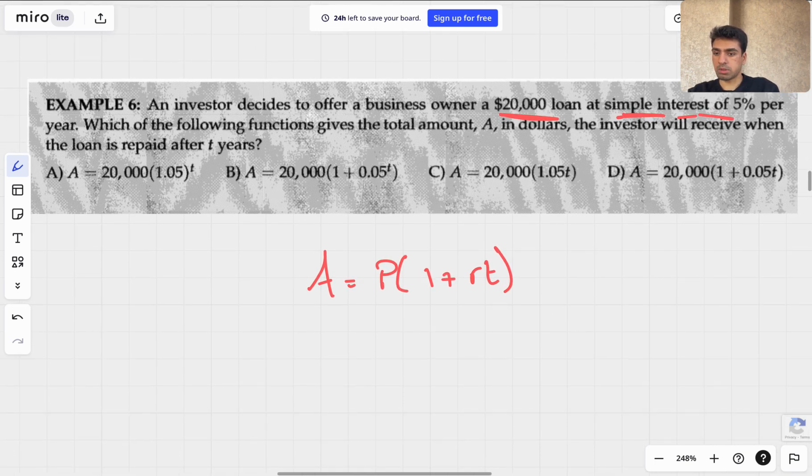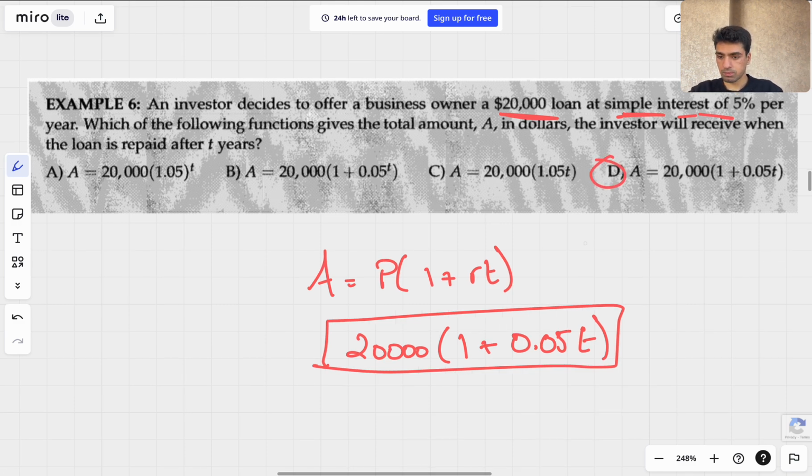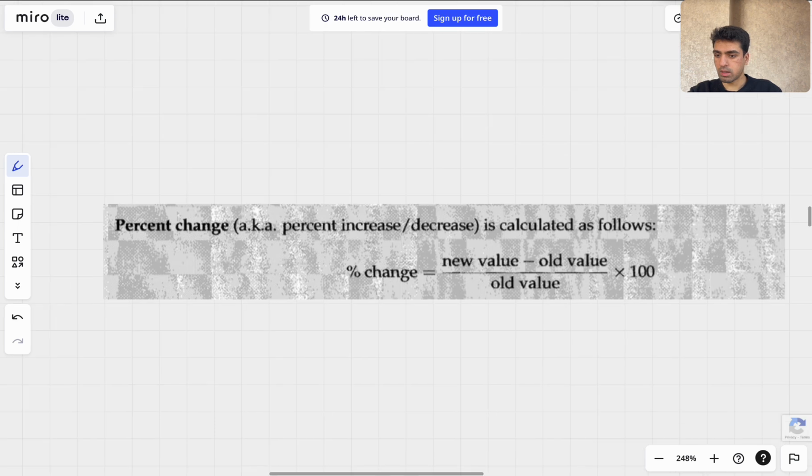The principal is 20,000, so P is 20,000. And then we have 1 plus R, where R is 5%, so it's 0.05, and then it says T years, so times T. So that will be your answer. We cannot add this because you cannot add 1 to 0.05 T. So it'll be D. Right, next.